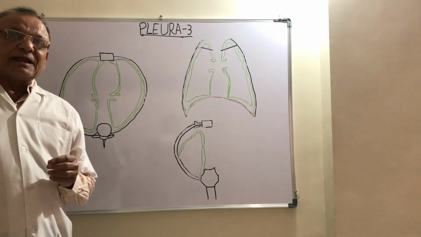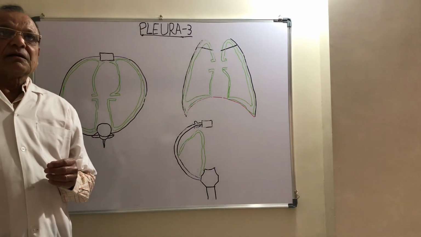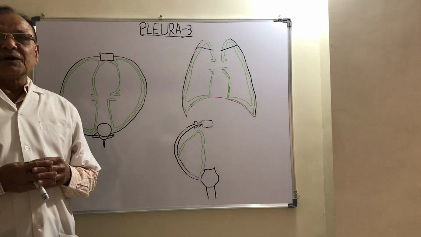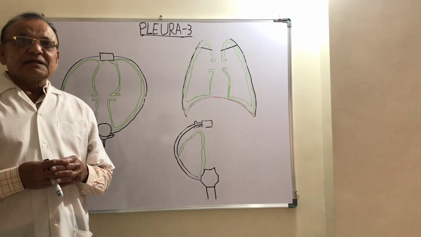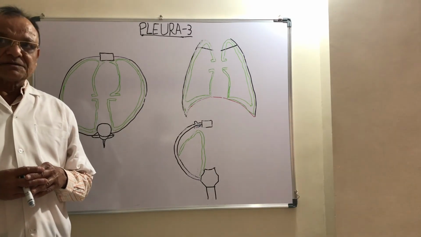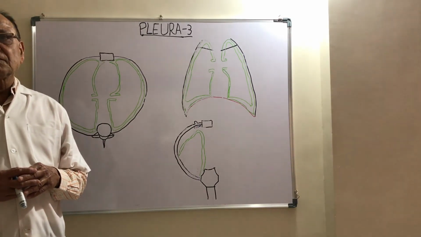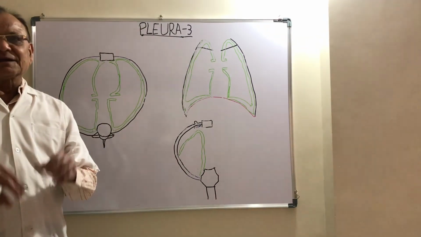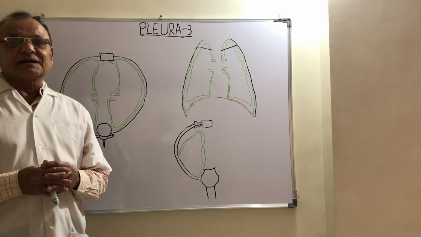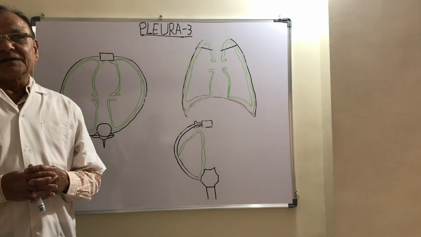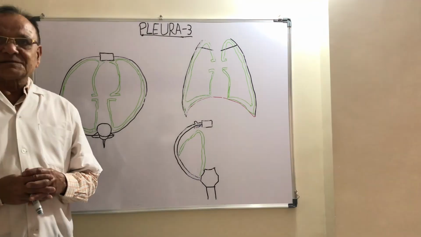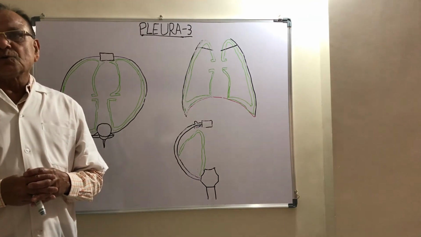Due to the wound in the accident, sometimes blood is collected in the pleural cavity. If blood is collected in the pleural cavity, this condition is called hemothorax. Sometimes air and blood both are collected in the pleural cavity. When air and blood both are collected, this condition is called hemopneumothorax.